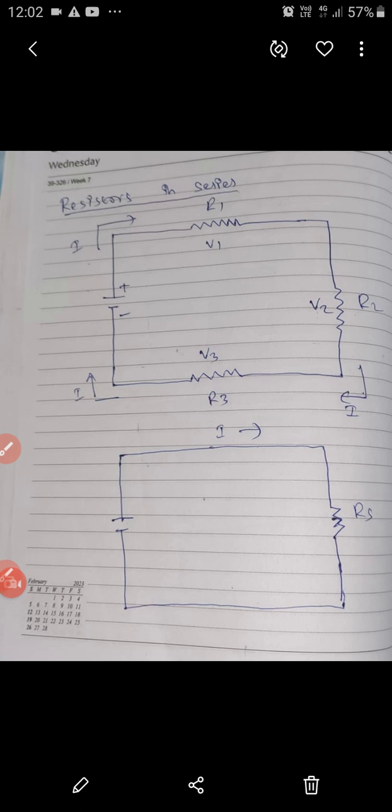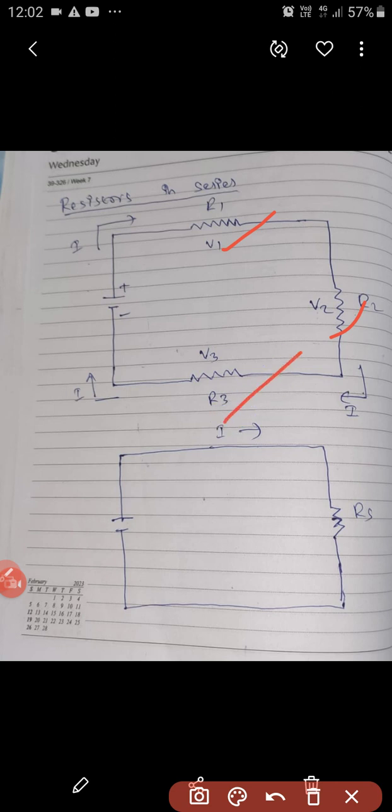Here, we have three resistors: resistor R1, resistor R2 and resistor R3, which are connected in a series circuit. The circuit has an overall input voltage source, and this circuit is activated by means of this voltage source.